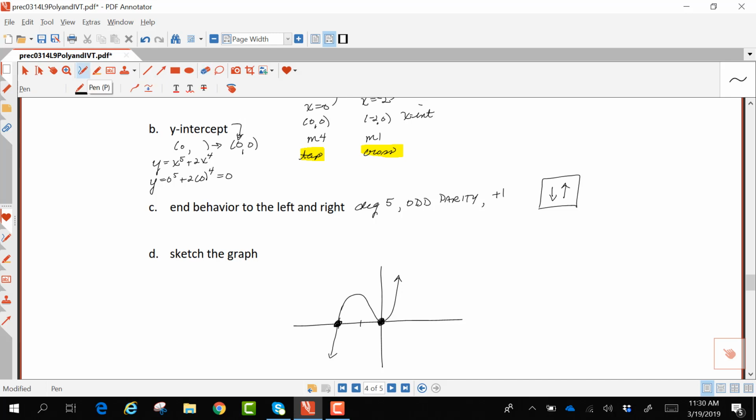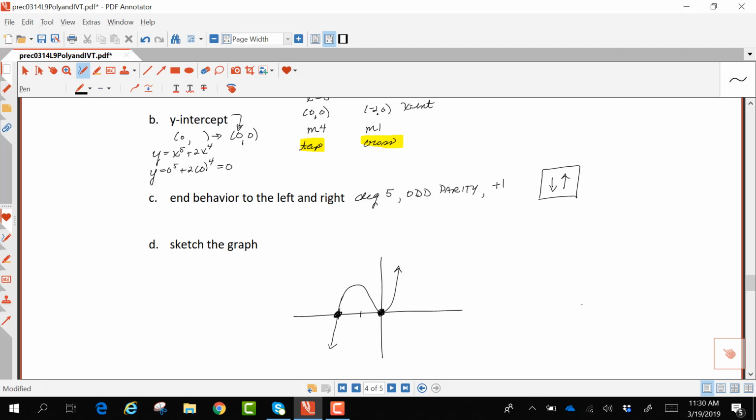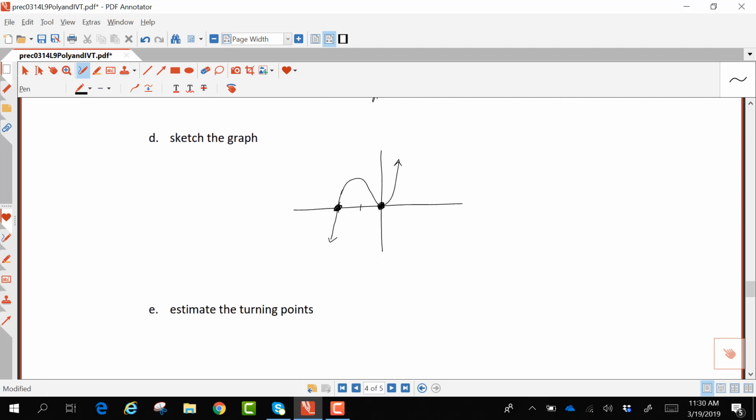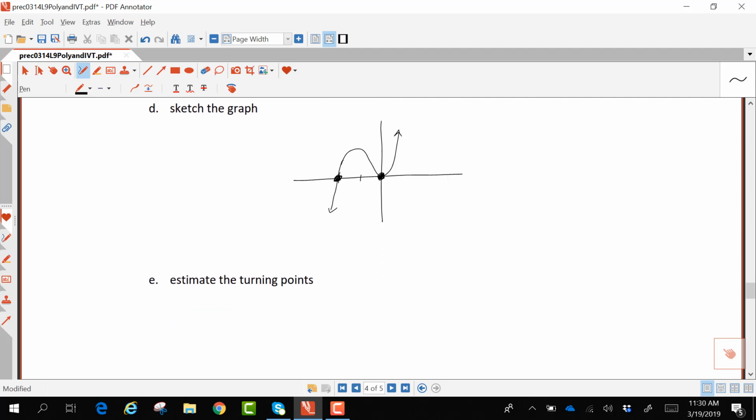I could use a calculator to determine just how high this graph goes between my two x-intercepts, but this is good for a sketch. Turning points are again based on the degree of the polynomial. We stated that the degree was a fifth degree polynomial. This tells me that the maximum number of turning points would be 4.